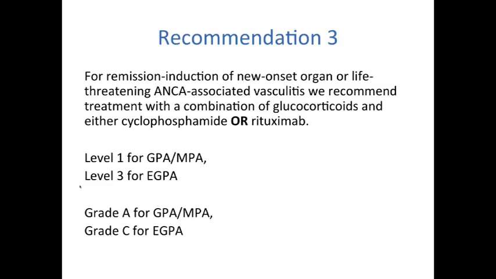Right. The first of the treatment recommendations, going back to the graph you'll remember, showed remission induction as the first phase. We'll talk about remission induction for new onset vasculitis. Now, we categorized vasculitis into 3 major groups: organ or life-threatening vasculitis, non-organ or non-life-threatening vasculitis, and those with severe renal disease or pulmonary hemorrhage.